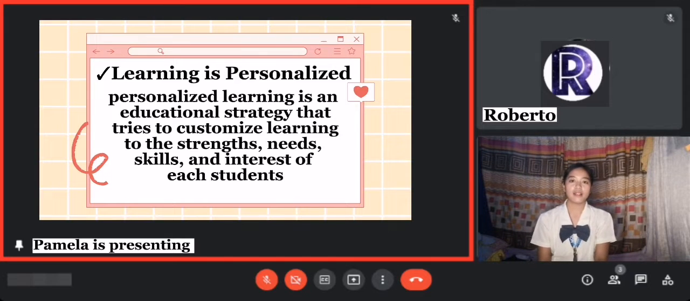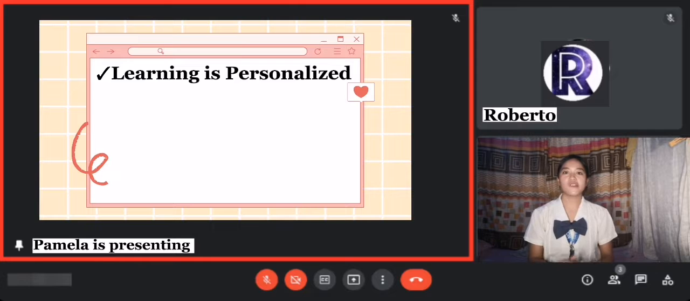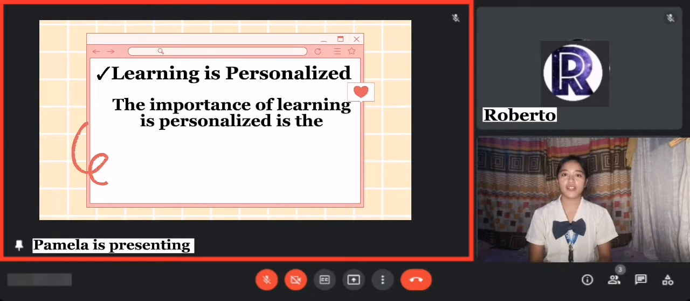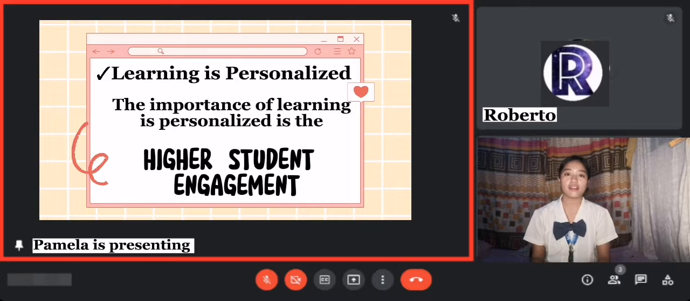That is why it is called learning is personalized, because you are creating your own setup in terms of studying. Learning is personalized has its importance. So the importance of learning is personalized is higher student engagement. A student-centered approach to education begins with the concept that students learn in different ways and are always in different stages of their learning journey than their classmates.